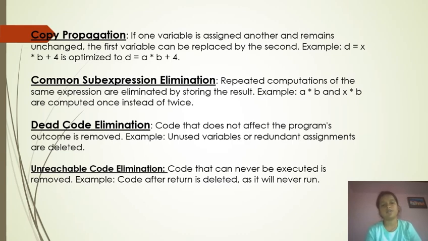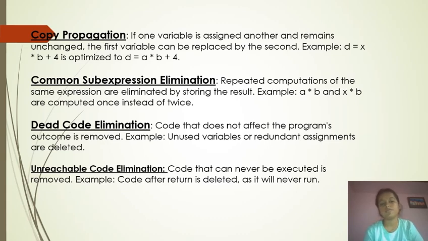Code that does not affect the program's output is removed, meaning they don't have any role in that code, so what is the point of keeping them in the code? So that code is removed from the code. For example, unused variables or redundant assignments are deleted.